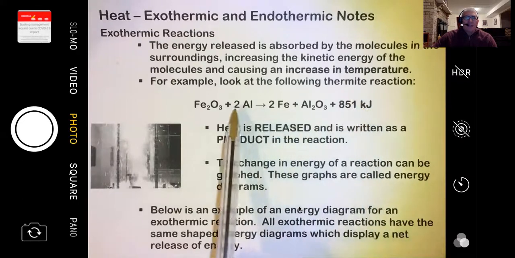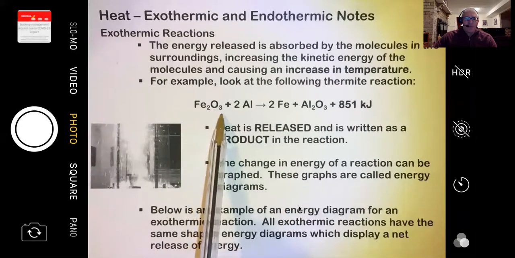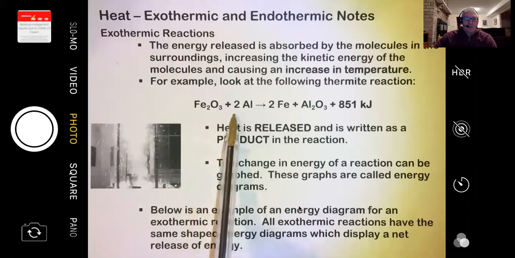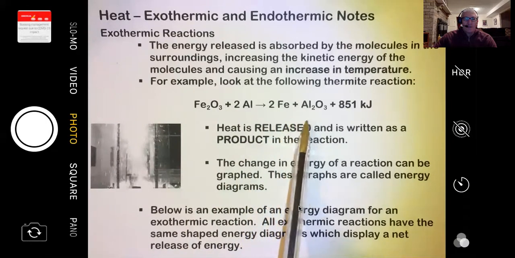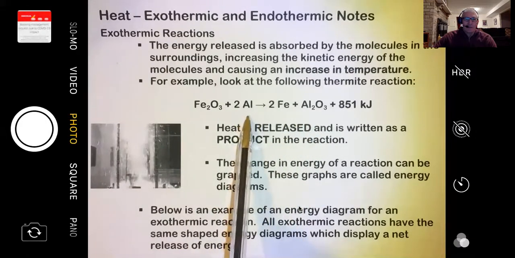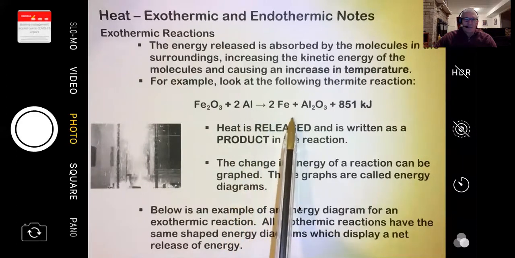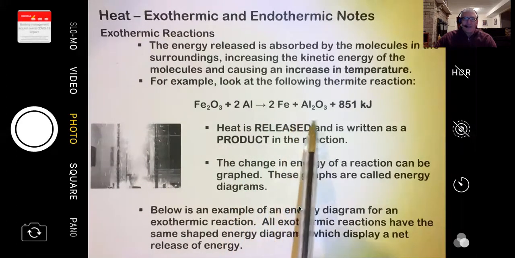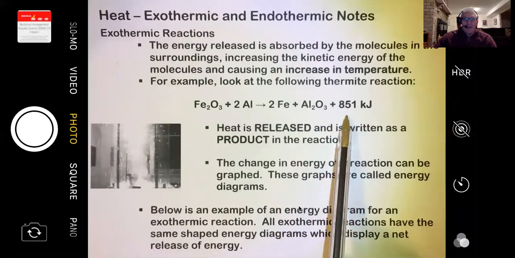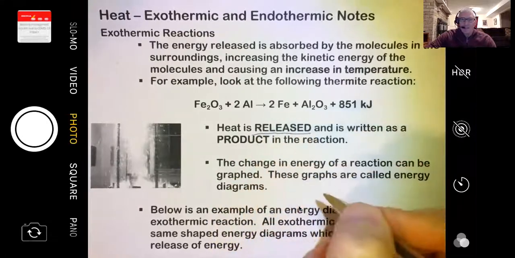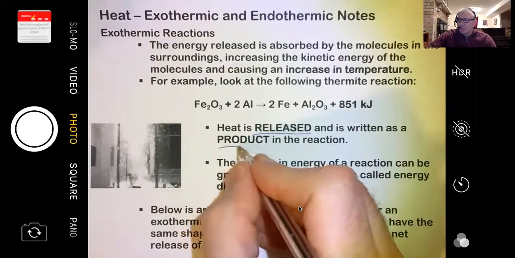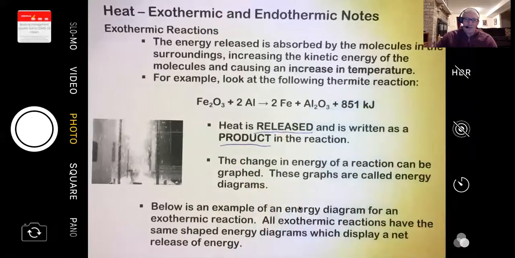So when this happens, and this is a thermite reaction, we're going to take some iron oxide and some aluminum, and it makes some iron and aluminum oxide. If you recall, this would be a single replacement reaction. This is also producing energy. Since energy is released in an exothermic reaction, we're going to put the energy term as a product.